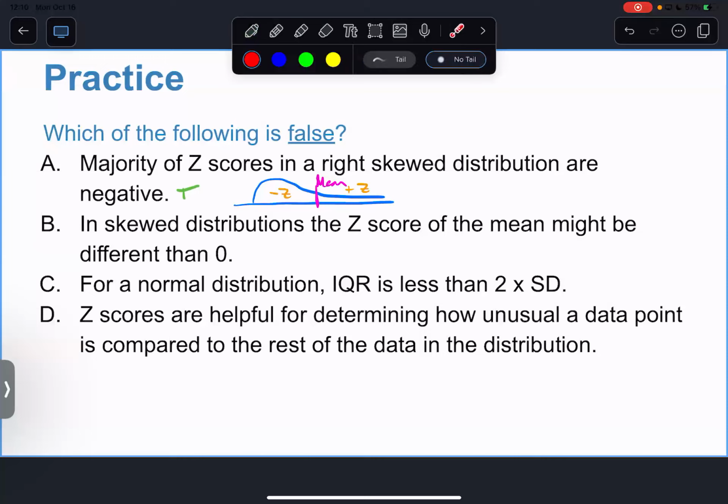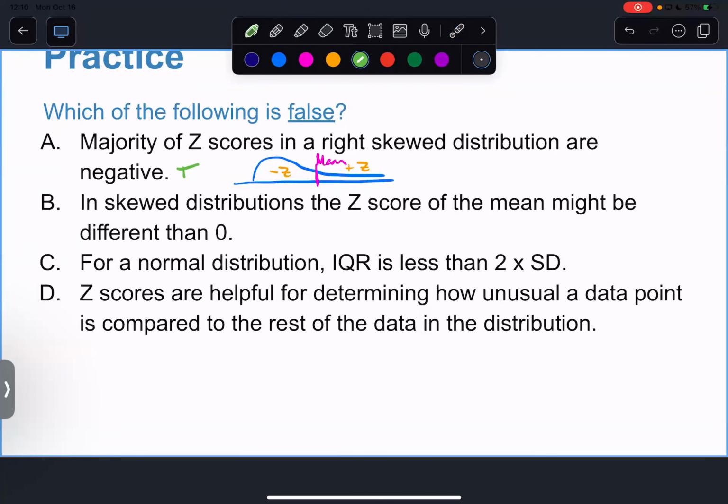So that's not it. Surprise, surprise, it's not the first one. Whenever there's a pick the false one, it's rarely the first option. In skewed distributions, the z-score of the mean might be different than 0. Z-scores. Let's see here. Z, regardless of the distribution, you can always calculate a Z, even if it's not for a normal distribution. But if X is the mean, how far is the mean from the mean, regardless of the shape, right? How far is this mean from the mean? 0, right? And so that's not true.